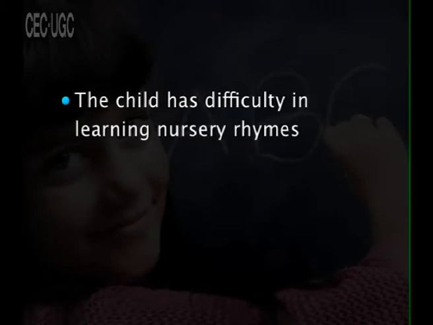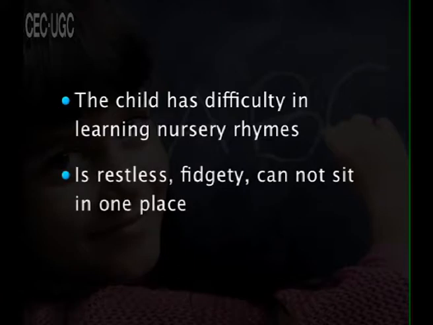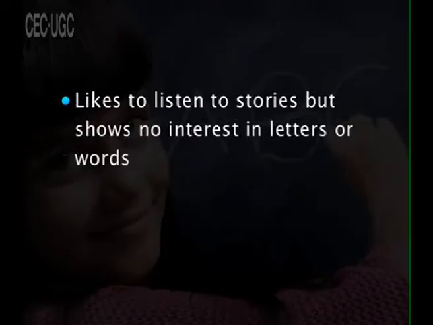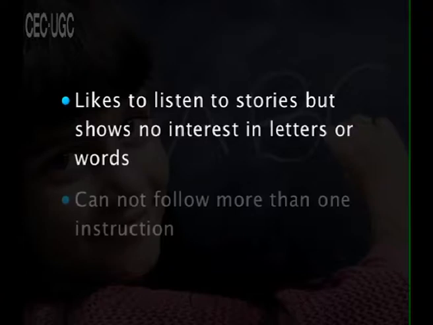The child has difficulty in learning nursery rhymes, is restless, fidgety, cannot sit in one place. We call him hyperactive. Has a history of delayed speech. This child has learned to speak late, say at the age of 2.5, 3 or 4 years. Likes to listen to stories but shows no interest in letters or words. Cannot follow more than one instruction.